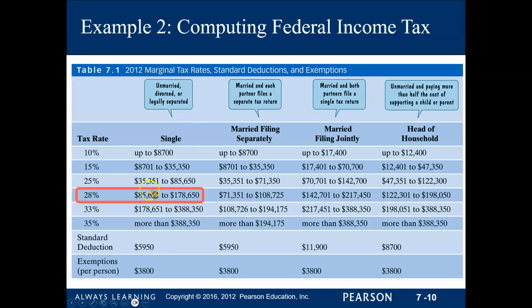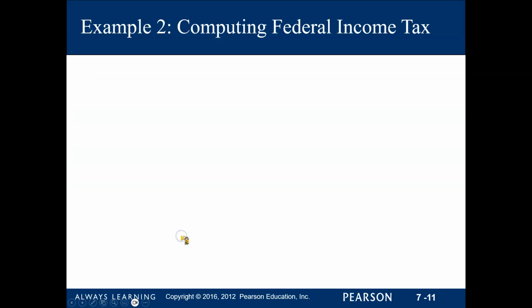Now, what does that mean? We do not apply the whole 28% to the taxable income. What we do is we apply 10% to the first 8,700, 15% to this next group of salary, 25% to the difference of this salary, and then 28% is only applied to the difference of the taxable income and the lower limit, which is 85,651.